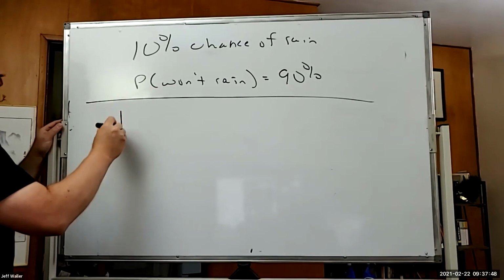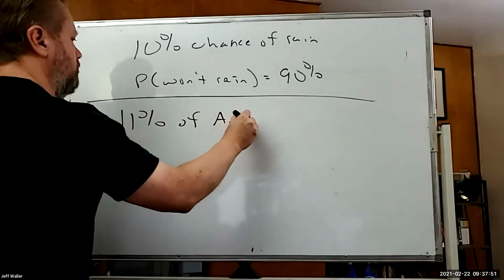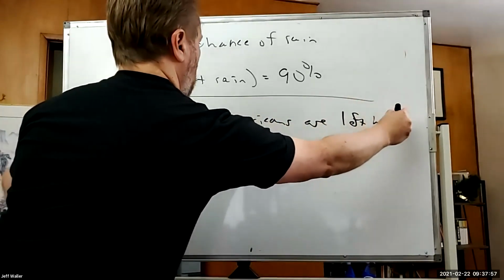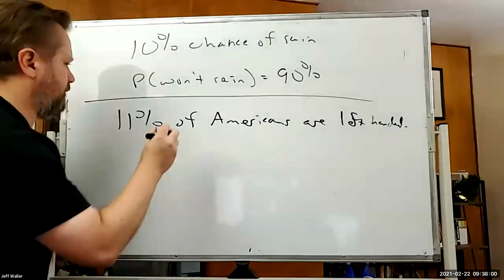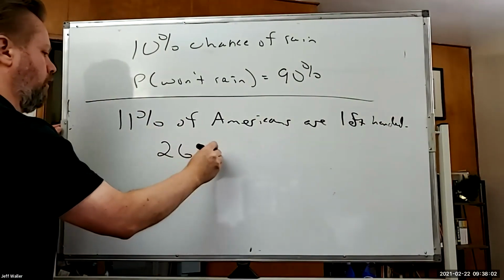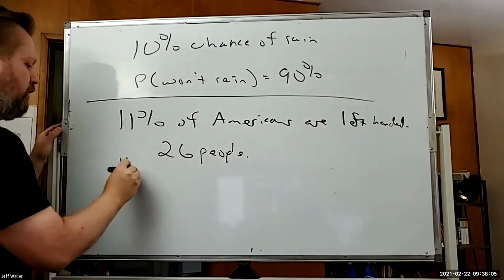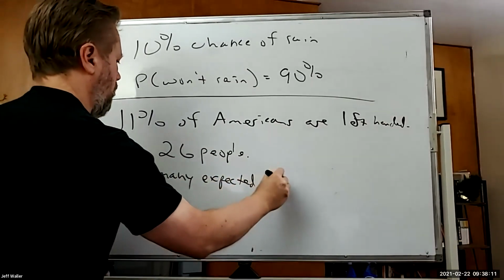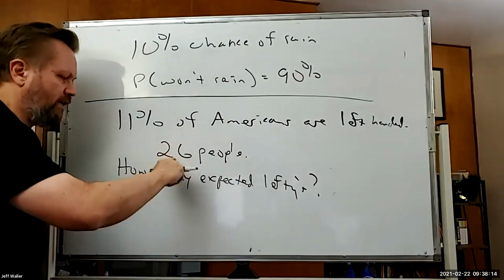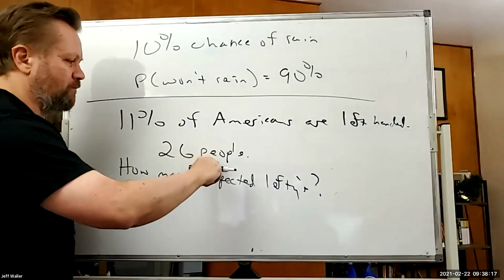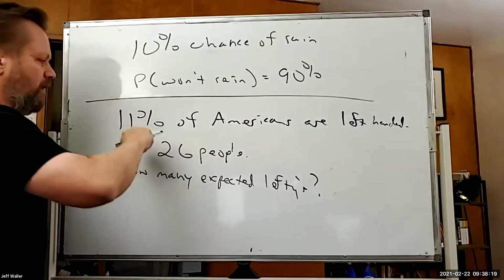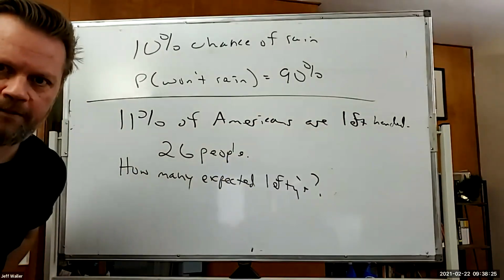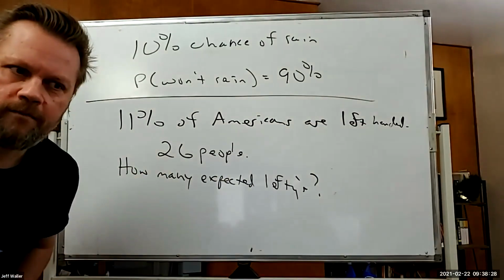Let's say that 11% of Americans are left-handed. I can't remember if I asked you this before. There's 26 people in here right now. How many do you expect to be left-handed? If there's 26 people in America, in this group, and 11% of Americans are left-handed, how many do I expect to be left-handed out of 26 people? What do you guys think?